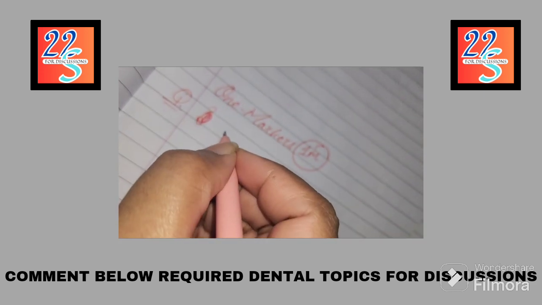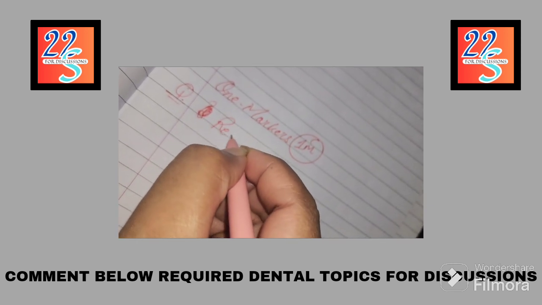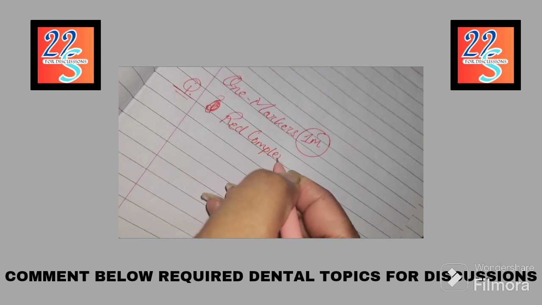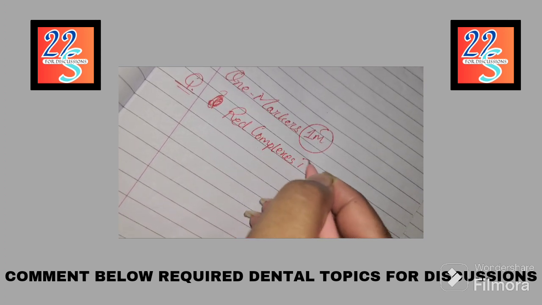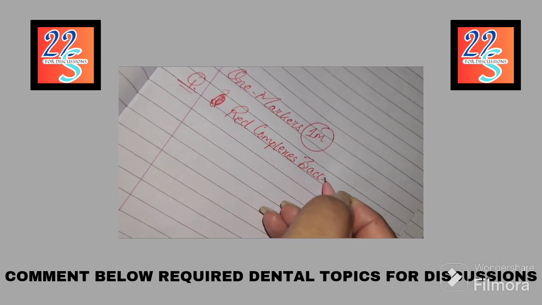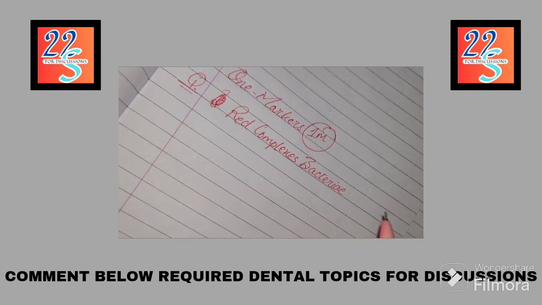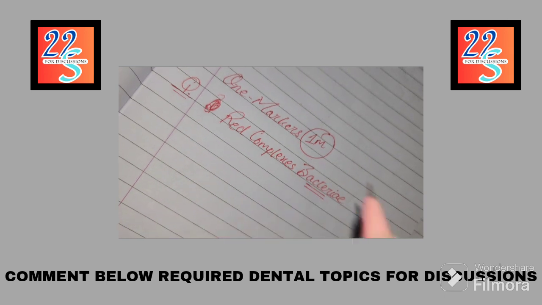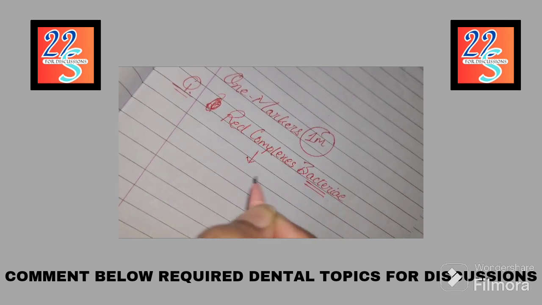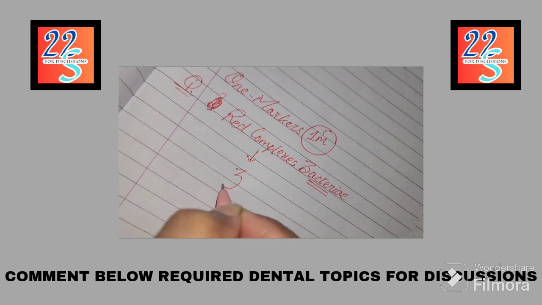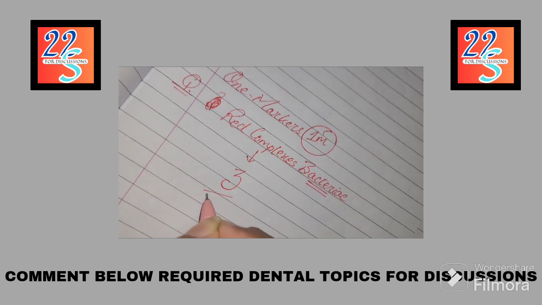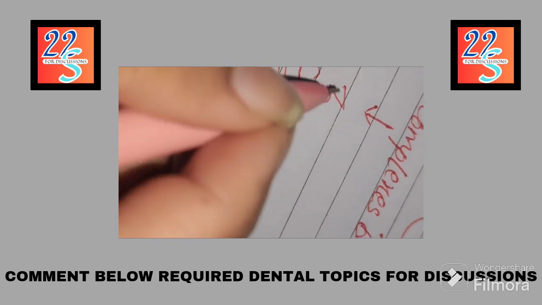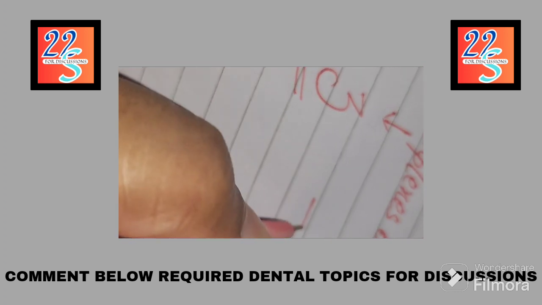Now, the one-marker question: the red complex bacteria. Yeah, again, it's commonly asked in periodontics. During my BDS course, perio was my favorite subject. So, red complex bacteria. How will you remember? See, I will give you two mnemonics. One is the image part, and the other one will be a verbal mnemonic.